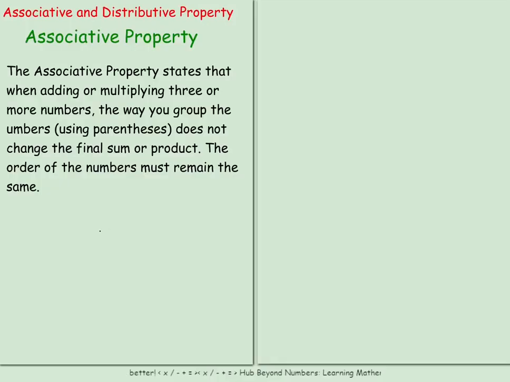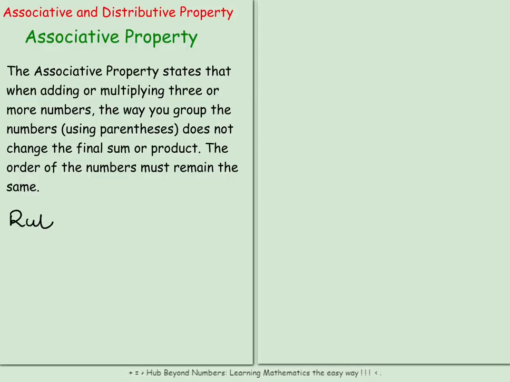Now, all the associative property is saying is that when you are adding or multiplying 3 or more numbers, the way you group the numbers does not change the final sum or product, but just make sure the order remains the same. So mathematically, what does this actually mean?